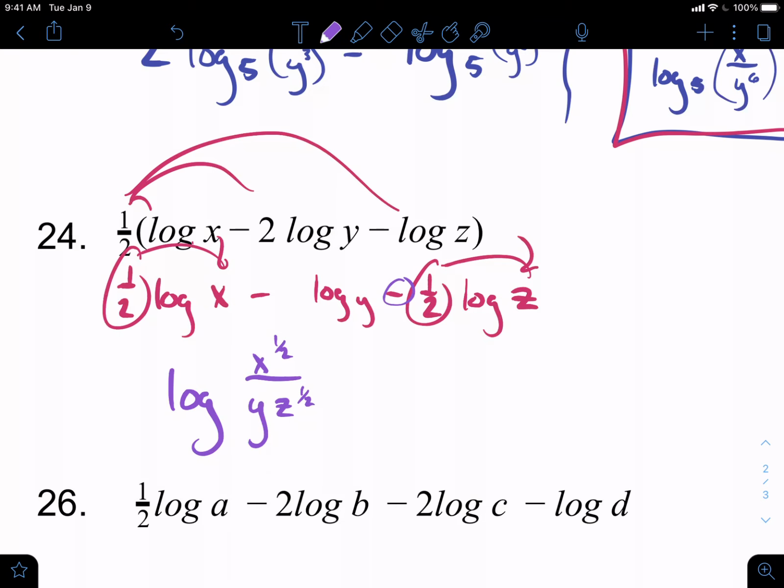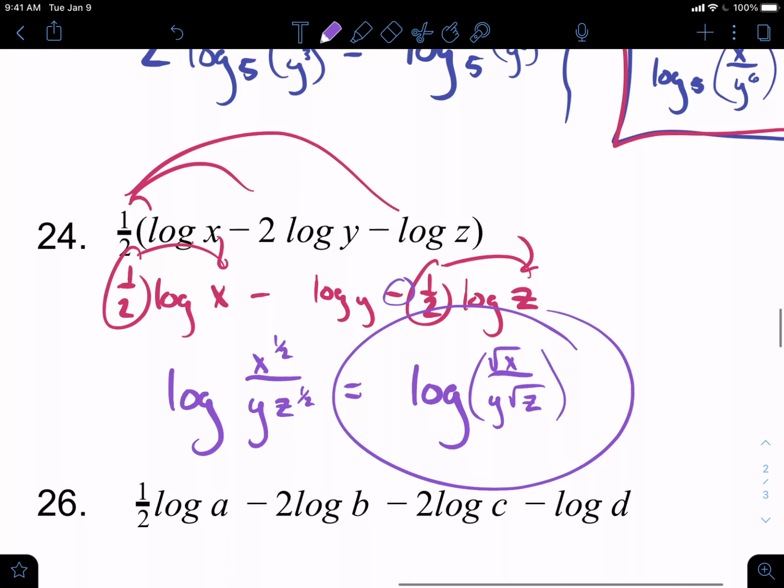Now, anytime you have something that's to the 1/2, that's always the same as saying take the square root. So we could say the log of the square root of x over y square root of z. And this would be our final answer for it.